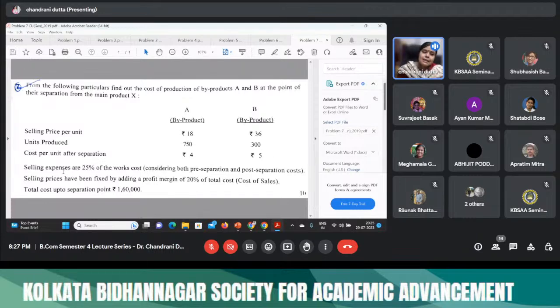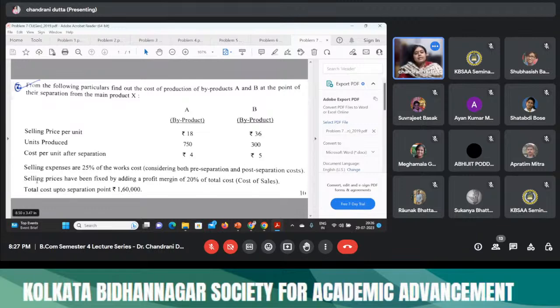Selling expenses are also there, but the selling expenses are not given directly. It says selling expenses are 25% of the works cost. Okay, and what is this works cost? You have to calculate this works cost considering both pre-separation and post-separation cost. So works cost, selling expenses 25% of works cost, considering both the joint cost and the post split of cost. Okay, pre and post.